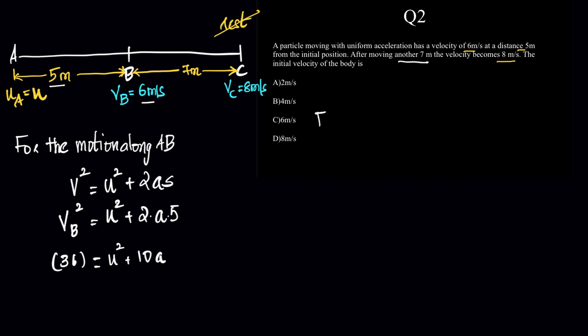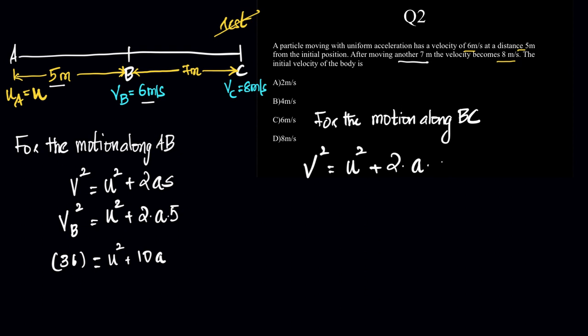Now for the second portion of the motion, which is the motion along BC, we can again write the same equation, which is V square is equal to U square plus 2AS. Now, what is V here? V is velocity at C. So this becomes VC square is equal to U square. U square here would vary. Why? Because the body is moving from B to C, in which case U would be VB.